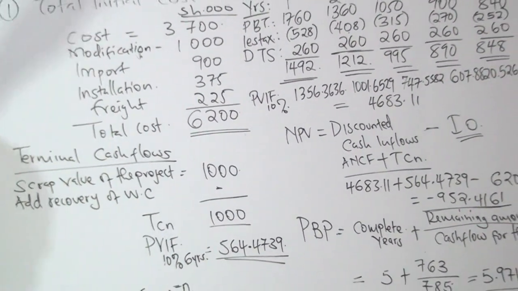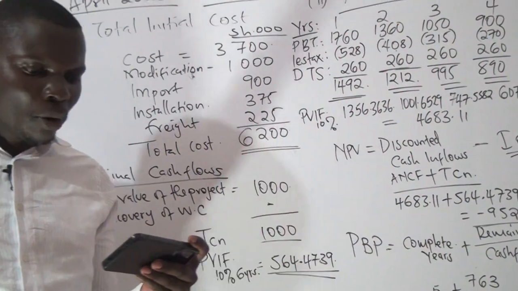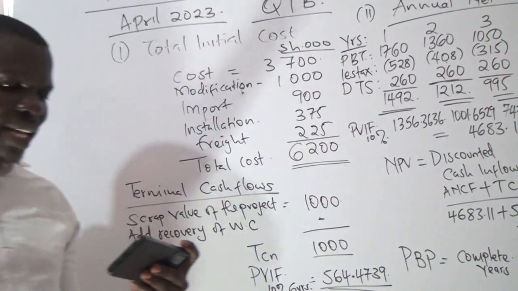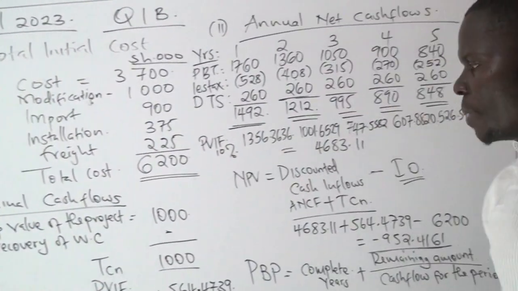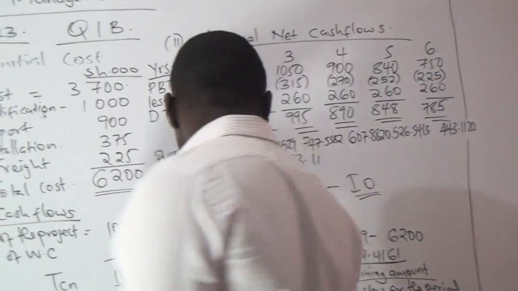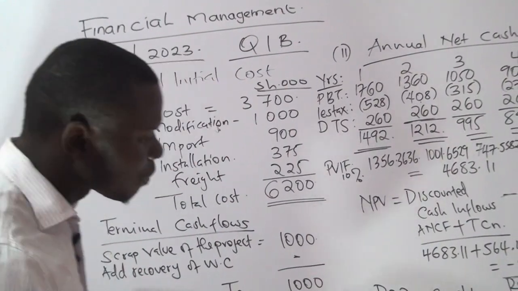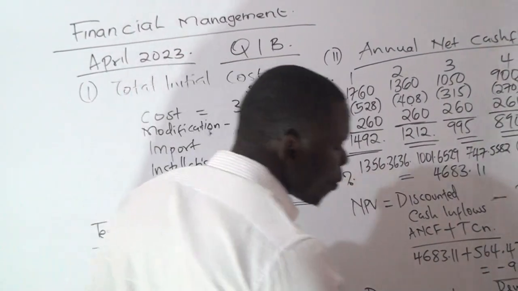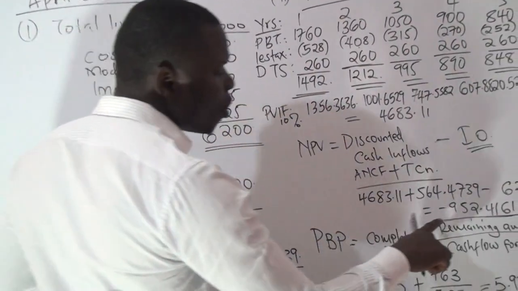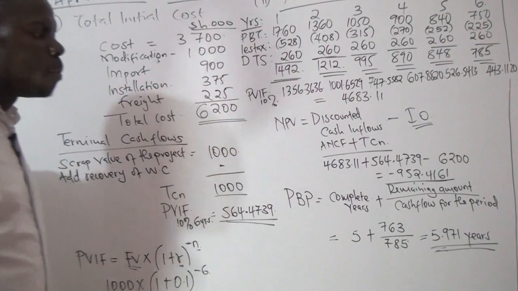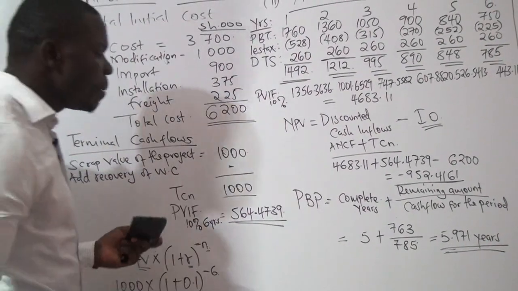So we are asked in part five to advise the company's management on whether to import the machine based on your results in B3 and B4 above. Basing on the payback period, we have 5.971 years. And basing on the NPV, we have negative 952.4161. So, basing on these two results, let's start with the payback period.